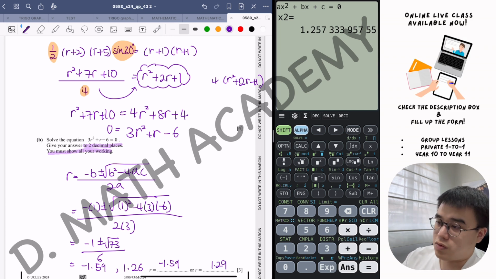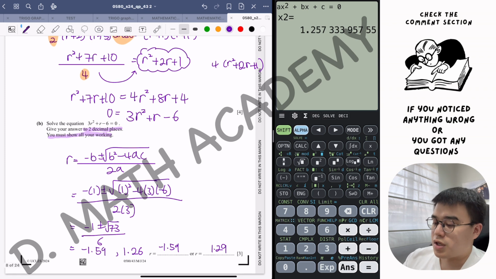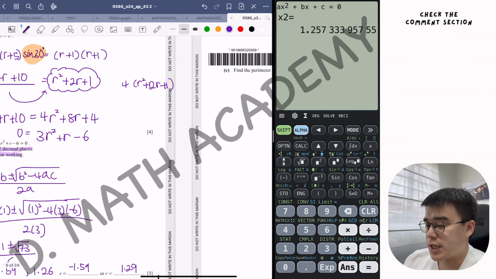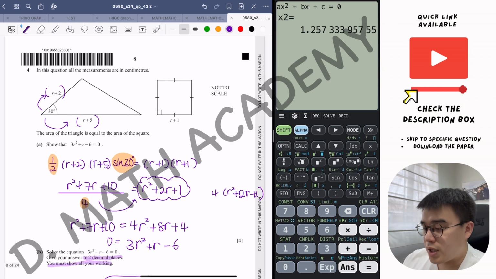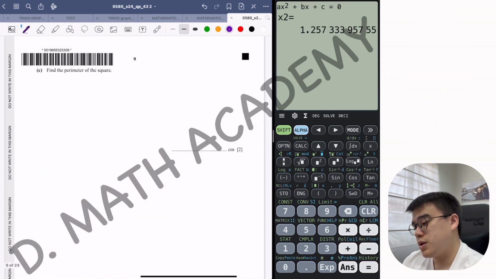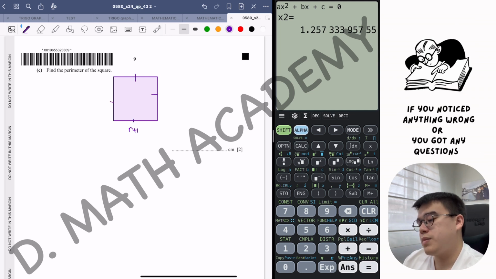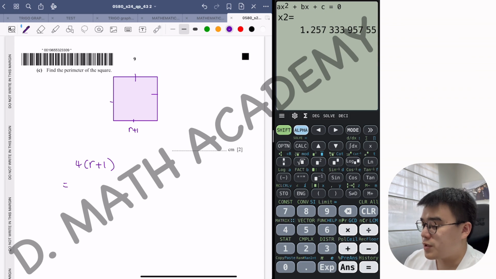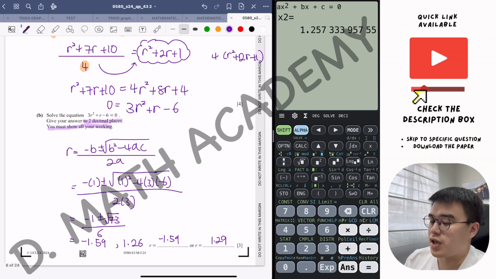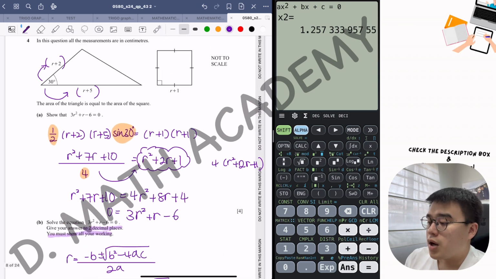Okay, these are the two answers that I get, and then I can proceed to the next part, calculation. So finding the perimeter of the square is r plus 1. How many r plus 1 do I actually have? It's actually 4 of them. So you have 4 times r plus 1. And if possible, they actually want you to make the justification of the two answers that you secured here.